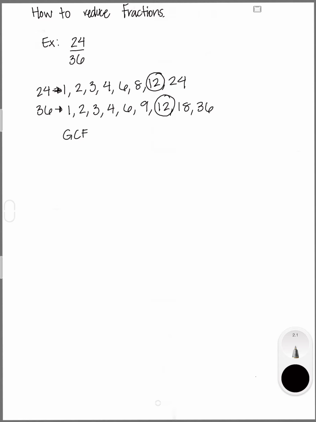Okay, so our GCF is 12. Now, once we have recognized the GCF, we go back to the fraction 24 over 36, and we can divide both numbers by 12. And we know we're going to get whole numbers as answers because they're both divisible by 12. So 24 divided by 12 gives you 2, and 36 divided by 12 gives you 3. So our fraction will be 2 over 3.